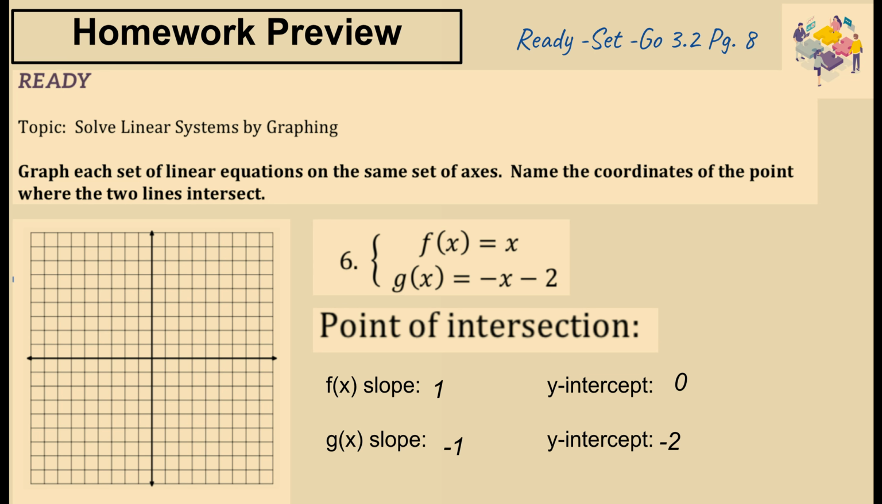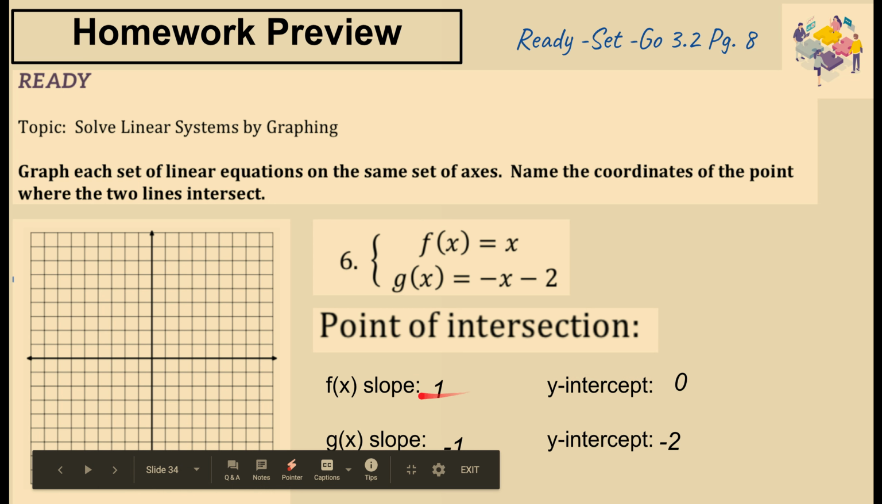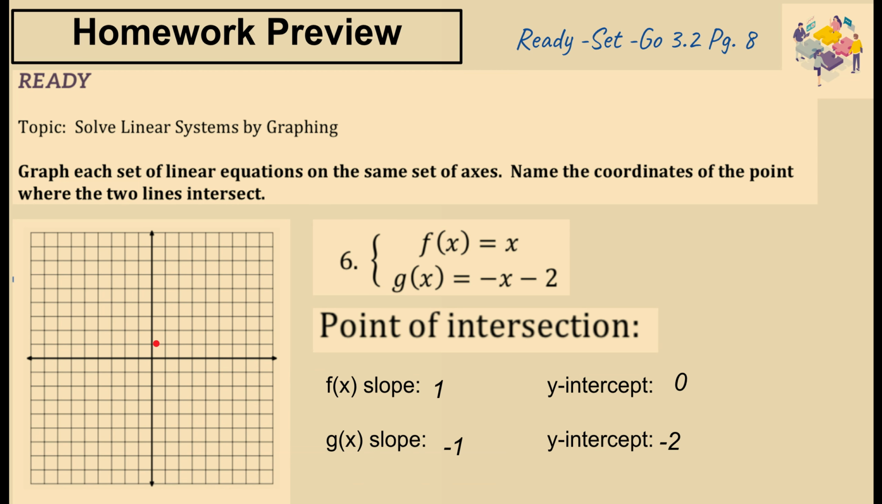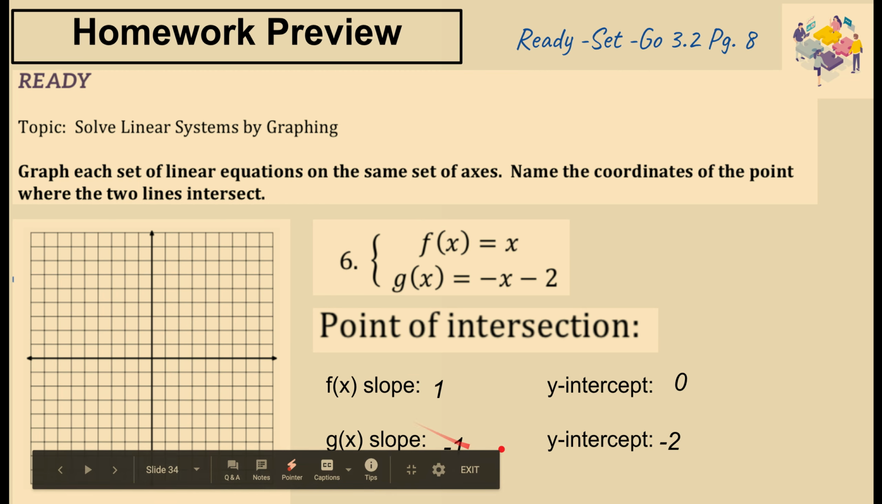Now you can take your y-intercept and apply the slope. So you could start here at 0 and then go up 1 and over 1, up 1 and over 1. And you can just start plotting points. And then with the other one, you'd start at negative 2. And because it's a negative slope, you'd go down 1 and over 1, down 1 over 1.